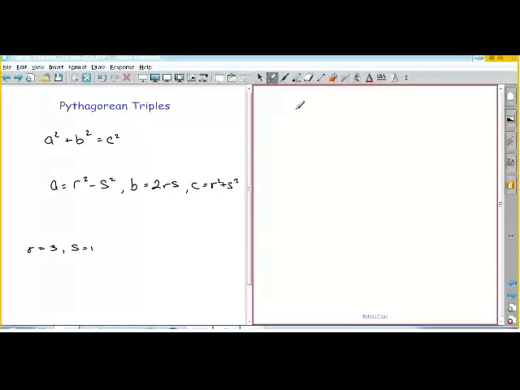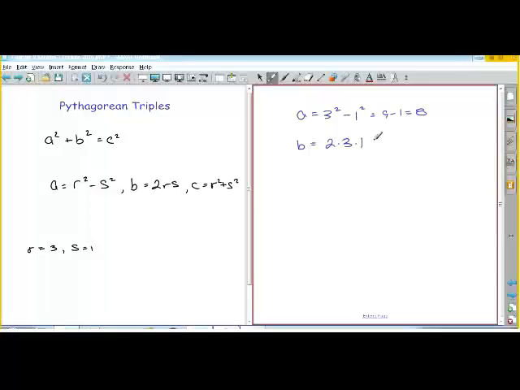So let's use this formula to show you how it works. What you do is you pick both an r and an s value, and then you calculate from that an a, b, and c. The case I wanted to show here was, let's pick r equal to 3 and s equal to 1. The first formula would be r squared minus s squared, which is 3 squared minus 1 squared. So that's 9 minus 1, which is 8.